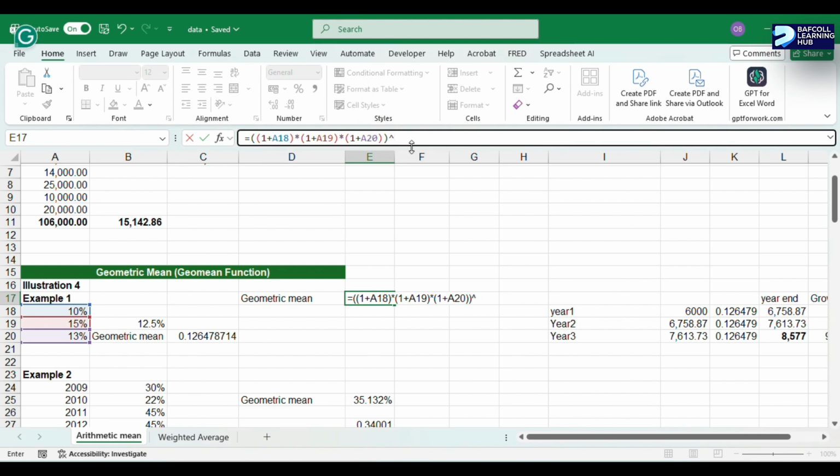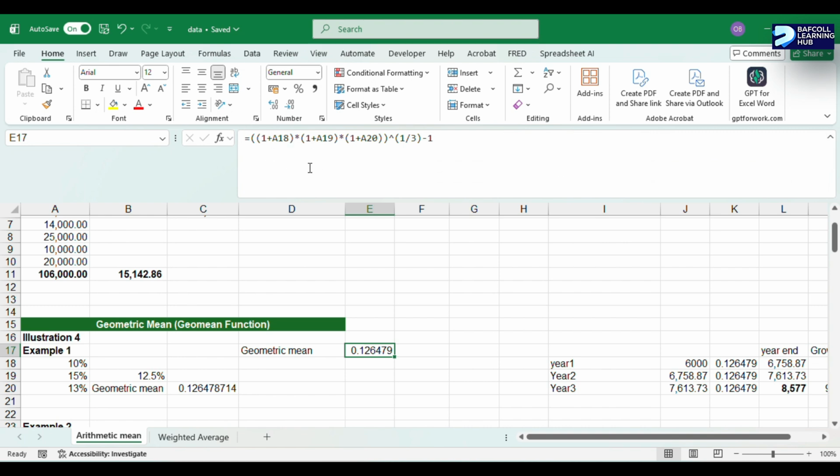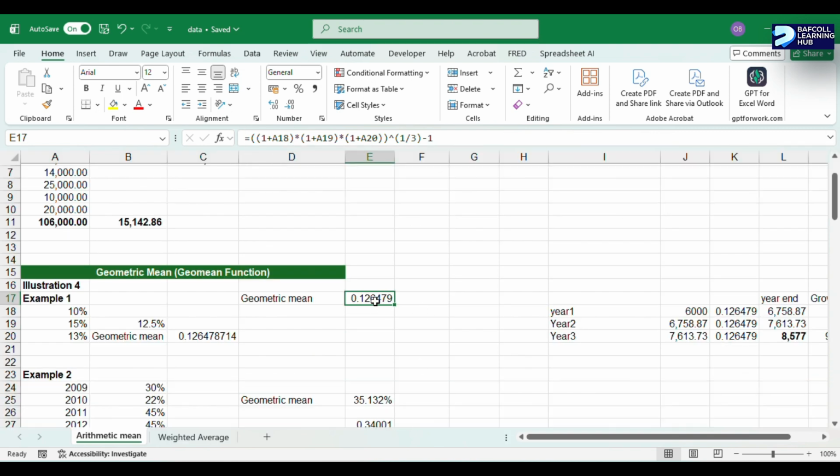So raised to the power 1 over 3, minus 1. After writing this long formula, as you can see in the formula bar, we are getting 0.1264. So let's say in two decimal places, let's see what we get. Let me round this to two decimal places. I'm getting 1.3.